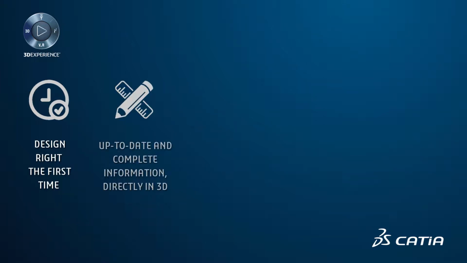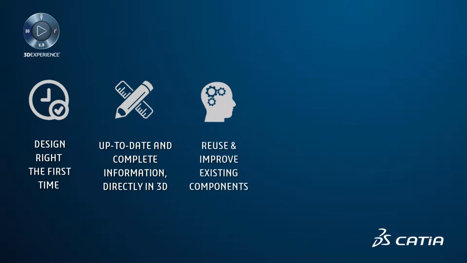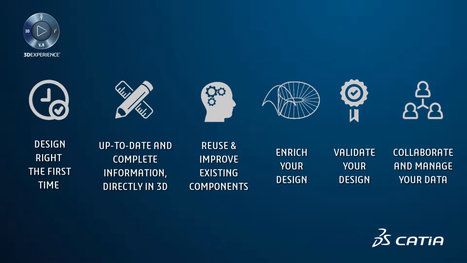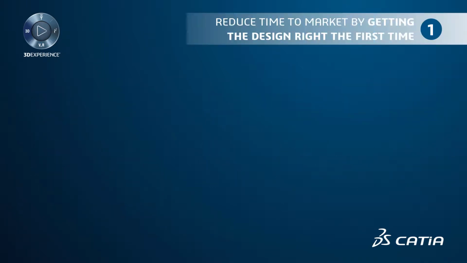Always access up-to-date and complete information directly in 3D. Easily reuse and improve existing components. Enrich your design with sophisticated and complex shapes. Validate your design to reduce the need for physical prototypes. Collaborate and manage your data with your team and others. Powerful CATIA capabilities reduce time to market by enabling you to get the design right the first time.